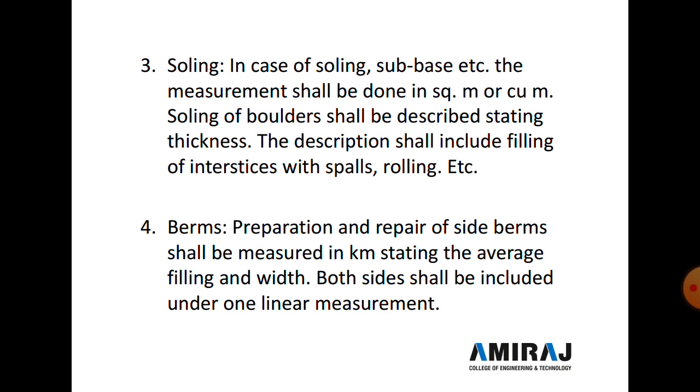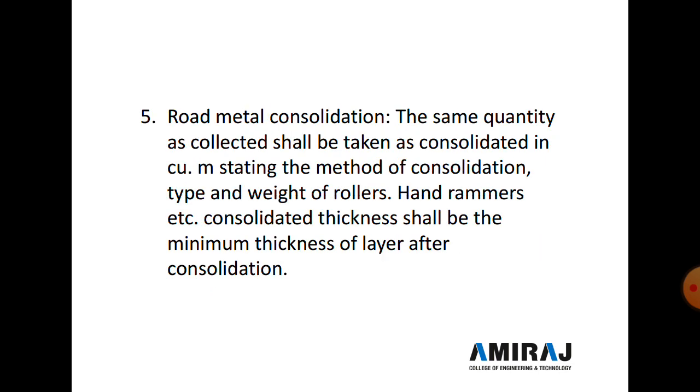Next is berms. Preparation and repair of the side berms shall be measured in kilometers stating the average filling and width. Both sides shall be included under one linear measurement. Next is road metal consolidation. The same quantity as collected shall be taken under consolidation in cubic meters, stating the method of consolidation, type and weight of roller, hand hammer, etc. Consolidated thickness shall be the minimum thickness of the layer after consolidation.